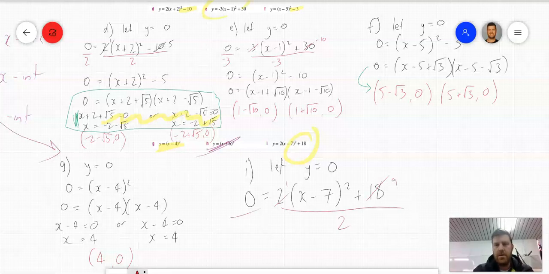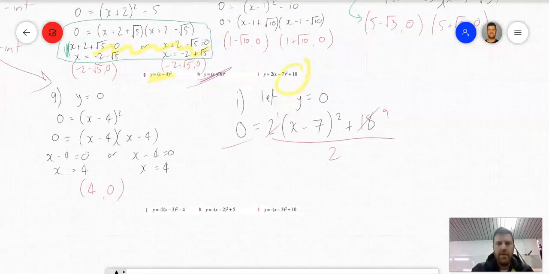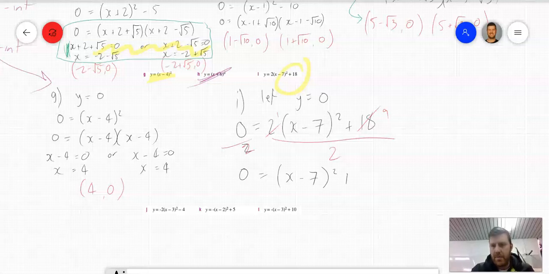Okay. I then end up with 0 divided by 2, which is still 0. Sorry, I should put 2 there in red. 0 equals (x − 7) all squared plus 9. Now remember, when we're factorizing difference of perfect squares, there are 2 terms and they are separated by a minus sign. This is separated by a plus sign. So we can't factorize this any further using difference of perfect squares. Therefore, there are no x-intercepts.